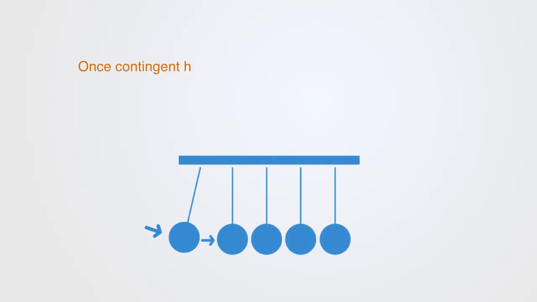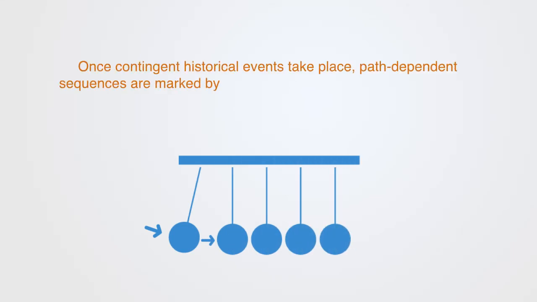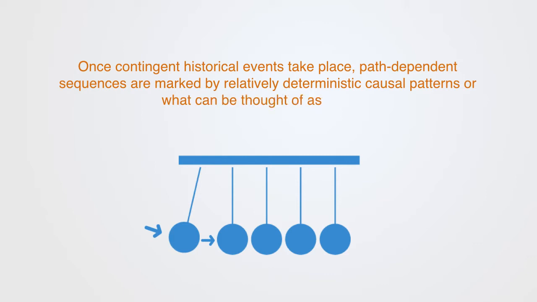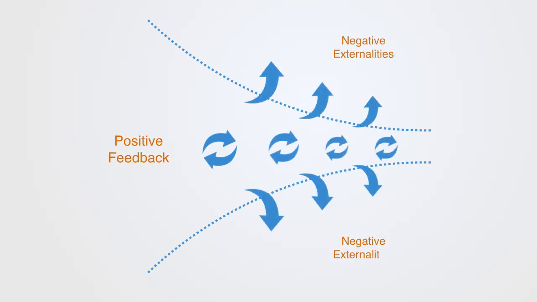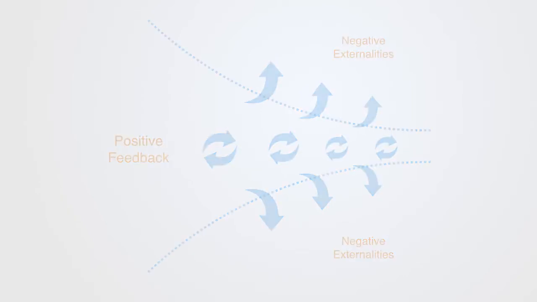Once contingent historical events take place, path-dependent sequences are marked by relatively deterministic causal patterns, or what can be thought of as inertia. And this inertia is driven by the same process that we discussed before: positive feedback loops making it easier to continue with the same pre-existing solution, and negative externalities reducing alternative options. And out of this, the boundary condition gets self-perpetuated and reinforced over time.